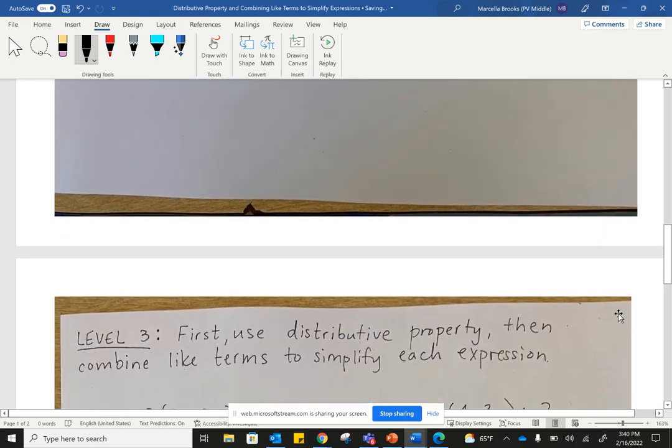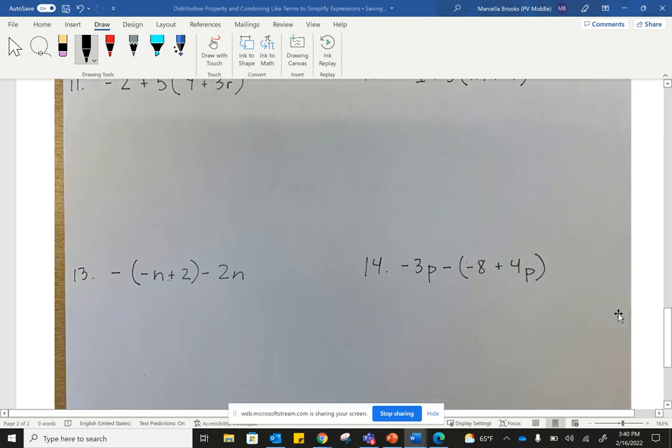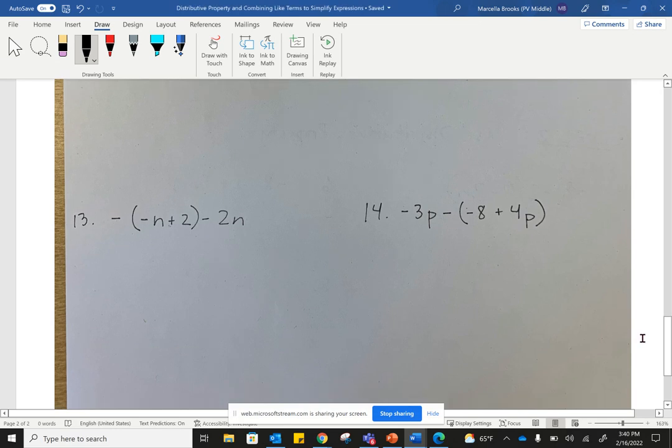Okay, now I'm going to do one problem on the back. I'm going to do number 13. So number 13, we've just got a negative sign outside of the parentheses. That means 1. I'm going to add my 1 in there, so I know that that's not just a floating negative sign. It means negative 1. So I'm going to distribute first. You're always going to distribute first.